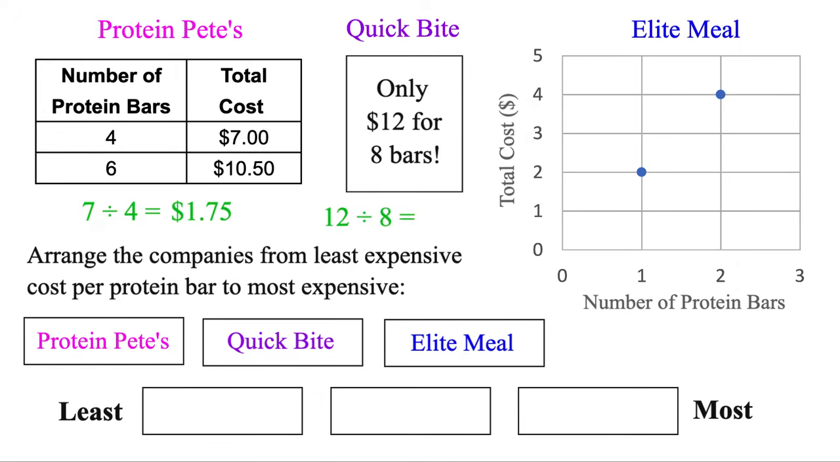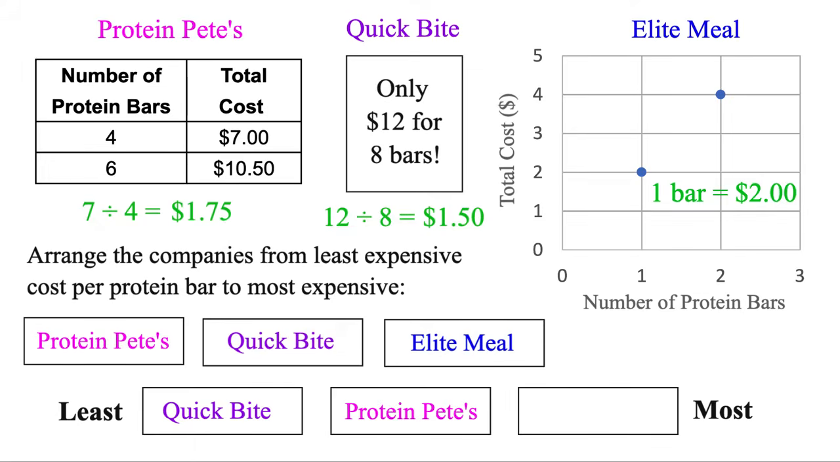And then the next company, same idea, cost divided by how many you have, and that'll give $1.50. But then the third one, we could see 1 protein bar, that just cost $2. So that's all for that third one. But that's it, because now $1.50, that's the cheapest, so Quick Bite, put it to the left. $1.75, that'll go in the middle. And $2 for Elite Meal, so most expensive.